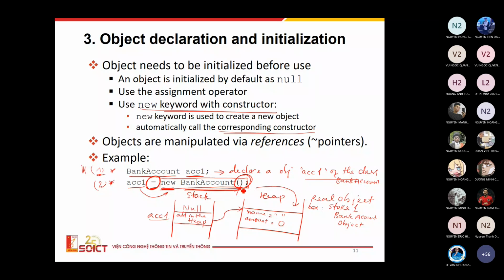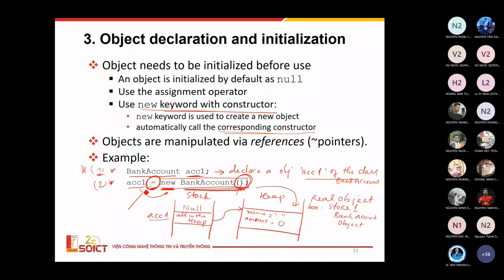Nội dung của BankAccount này chỉ là gán thuộc tính name bằng một string rỗng, rồi gán amount bằng 0. Thì tương ứng sau lệnh new BankAccount đóng mở ngoặc này, bên vùng nhớ heap có một ô nhớ, trong đó cũng lưu name bằng rỗng và amount bằng 0. Và sau đó thì bằng cách gì? Dùng một toán tử gán.